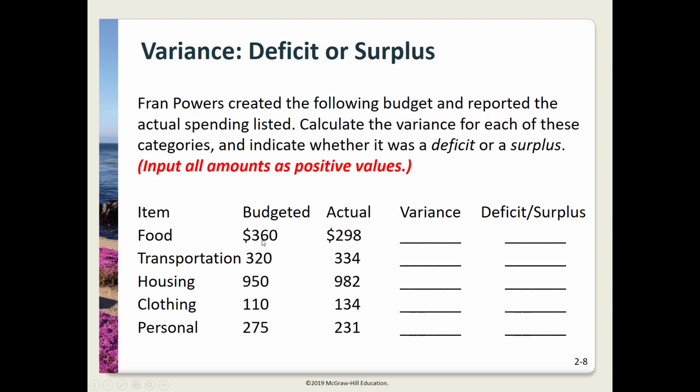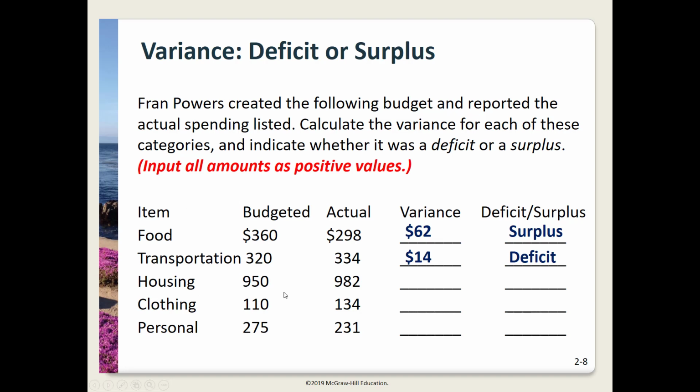So taking our budgeted value for food of 360 minus what we actually spent on food at 298, our variance is $62. In this case, it is a positive variance, meaning we have a surplus. We've got extra money left over that we did not spend all of it on food. Next, we're looking at transportation. We'll take the budgeted value of 320 minus our actual value of 334, and we get $14. In our calculator, you'll note that it's a negative 14, and so a negative value means that we have a deficit. In other words, we spent more on transportation than originally budgeted.